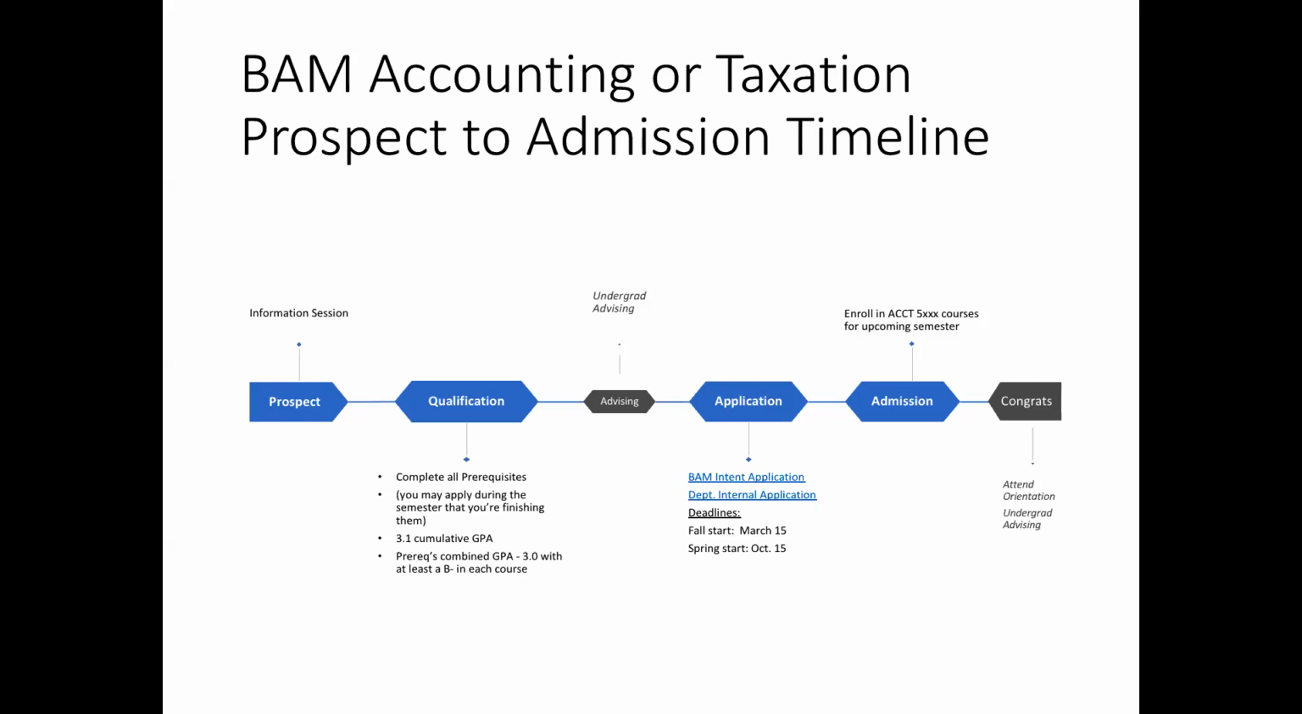Okay. Once you do that, and we'll talk about it in a minute, you're going to do the BAM intent application and the department application, and I'll show you where those are. The deadline for that, if you're planning on starting in the spring, you would apply by October 15th. If you're planning on starting in the fall, you would apply by March 15th. And if you're planning on applying in the summer, we would recommend you go ahead and apply in the fall. We do start students fall start, spring start, and summer start. So we start throughout the year.